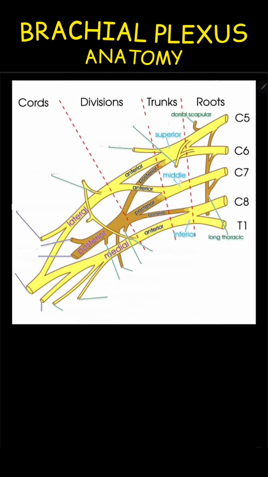Then the trunk can be divided into superior, middle, and inferior, and the nerve coming from the superior trunk, or the C5, C6 nerve root, is the nerve to subclavius, and from the superior trunk is the suprascapular nerve.